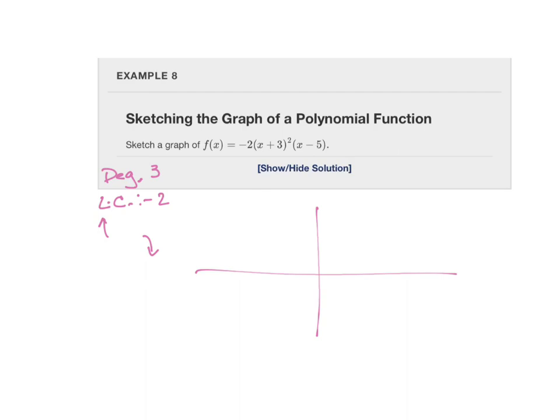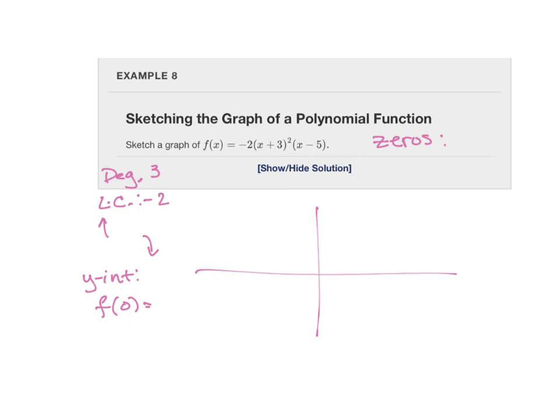What else can we pull? What can we find? Zeros. We can find our zeros. We'll do that in just a second. I want to have that conversation. Before we go there, though, I want to find the y-intercept. That's going to be located at f of 0.